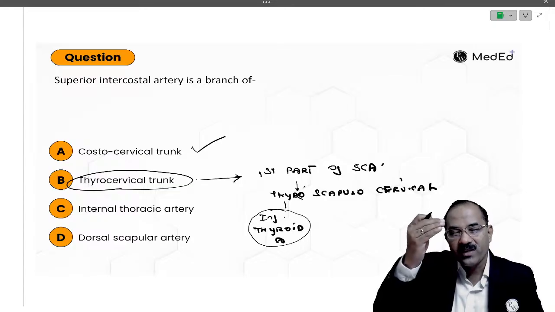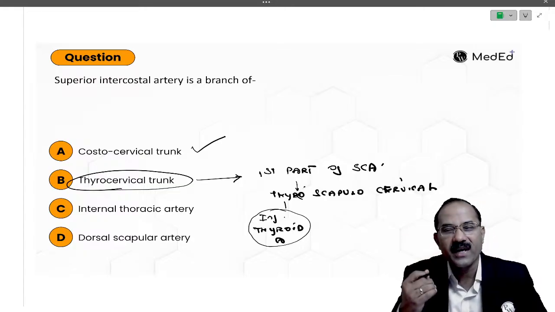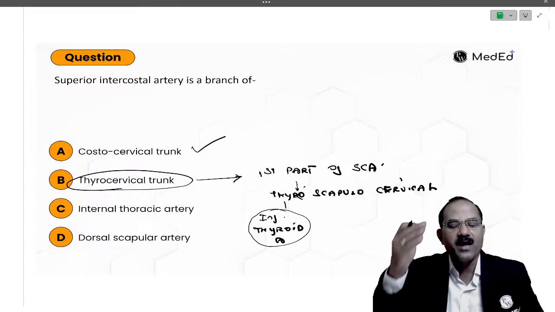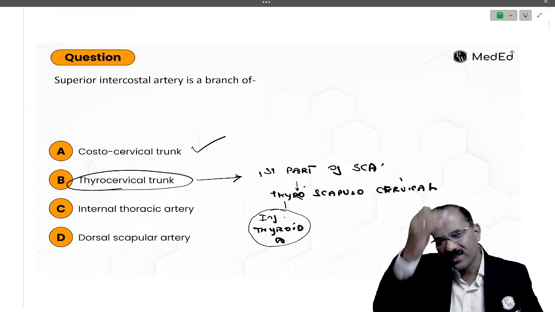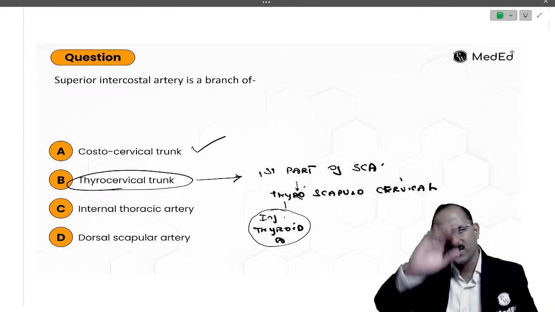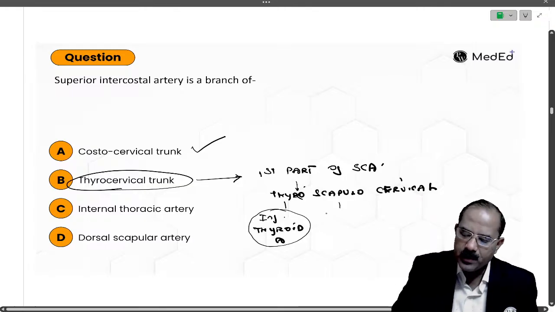So we cut the inferior thyroid artery as away from the gland as possible, and the superior thyroid artery accompanies the external laryngeal nerve, so we cut it as close to the gland as possible. Okay, that we'll see later. To the scapula is the suprascapular.